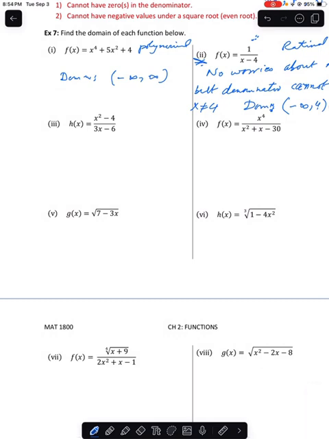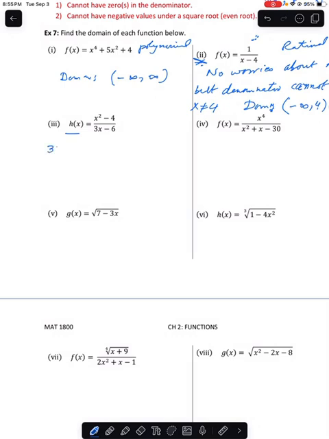Okay, going to the next number. So this is number 3. h of x is equal to x squared minus 4 divided by 3x minus 6. Now we don't care what the numerator is as long as it is a polynomial, because the domain of a polynomial is all real numbers. But if there is a denominator, we have to worry about it. So we have to make sure that 3x minus 6 is not equal to 0.